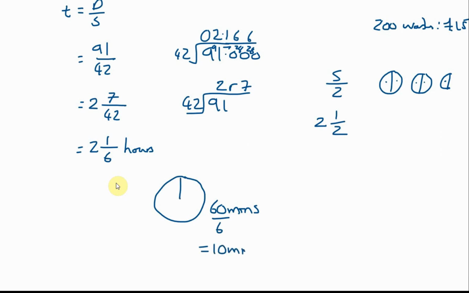Because we can break our clock into, this is where my drawing skills will fail me. We can break it in, that's really bad. We can break it into sixths. Okay, so we've got 10 minutes, 10 minutes, 10 minutes, 10 minutes, 10 minutes, 10 minutes. Okay. So if someone says, how long will it take? You could say that's 2 hours and 10 minutes. If they want it as a decimal, you would say that's 2.166 hours.